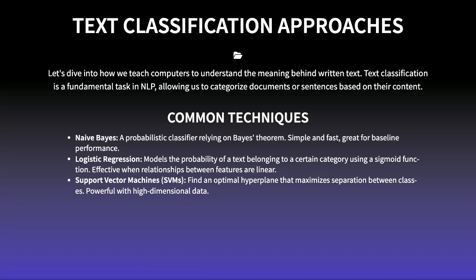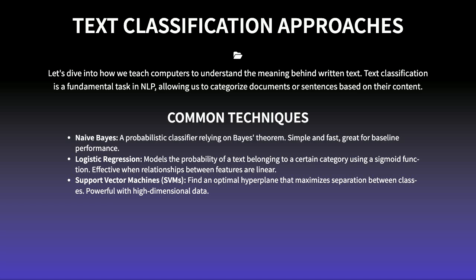Okay, let's talk about how we get computers to understand what text means. One of the first steps is called text classification. Basically, it's like teaching a computer to sort documents or sentences into different categories. Think spam vs. not spam, positive review vs. negative review, or even identifying news topics.